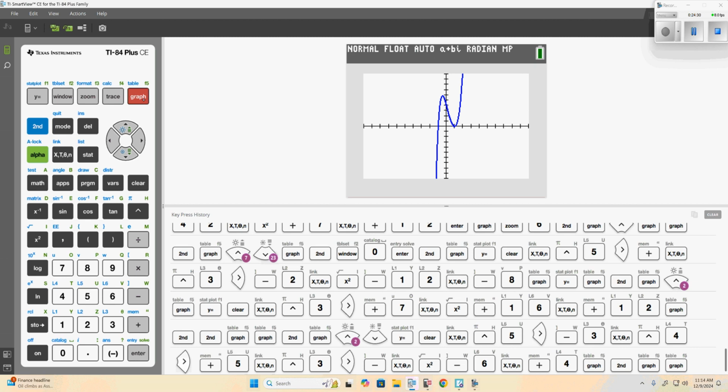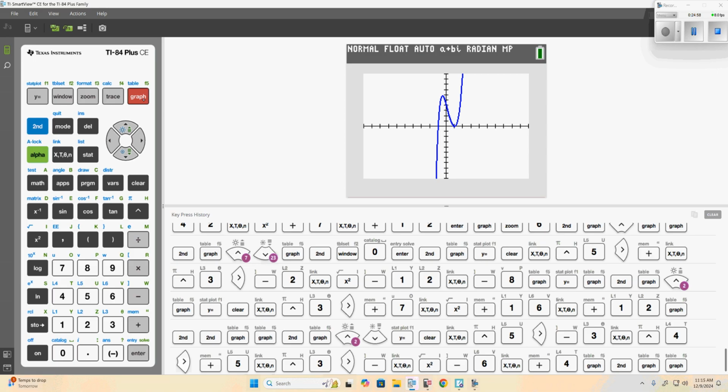Have you been putting it in whenever? Yeah. The y equals, you put the whole thing in the graph. So click y equals. Clear. Now type the new one in. All right.